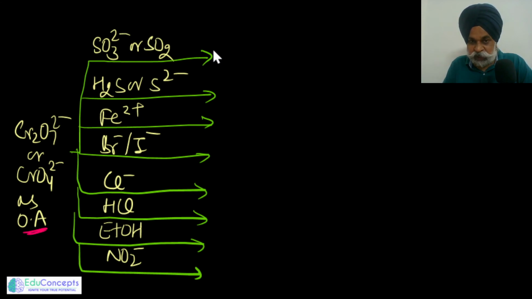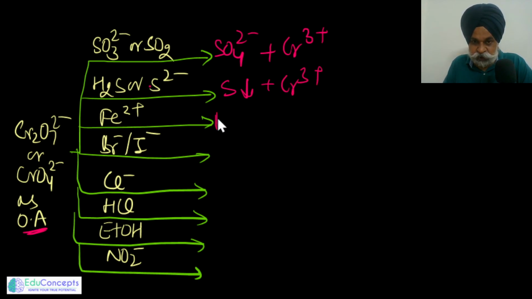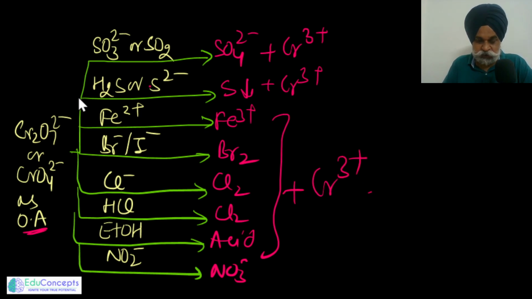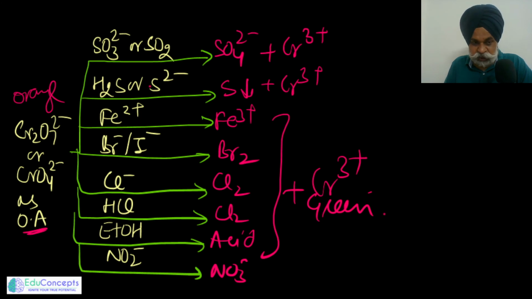So they turn sulfite or SO2 to sulfate and itself change into Cr3+. Similarly, sulfide or H2S would change into sulfur and Cr3+. This you know: Fe2+ changes to Fe3+. This produces bromine, this produces chlorine, and this also would produce chlorine. Here it would change into acid, this would change into nitrate, and all of these then change to Cr3+. So orange turns to green: dichromate is orange and this is green. You already knew much about this from the KMnO4 and K2Cr2O7 knowledge.